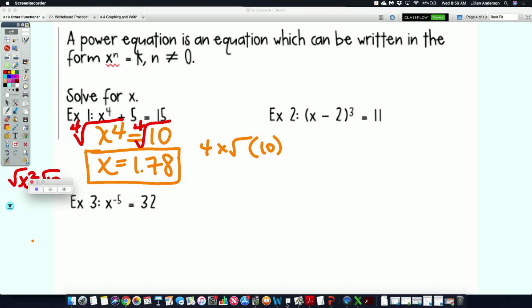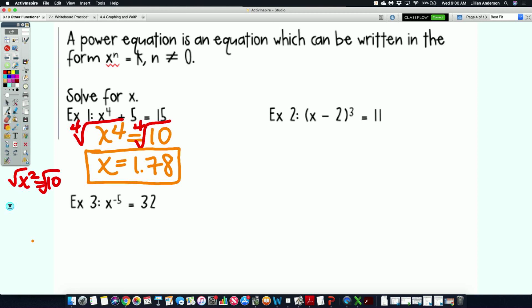Can you guys do example 2? Yes. Okay. So for example 2, if I'm trying to solve for x, I need to isolate x. That's x minus 2, that quantity to the third power, equals 11. What am I going to do first? Distribute the exponent. If I distribute the exponent, that's the same thing as saying x minus 2 times x minus 2 times x minus 2.